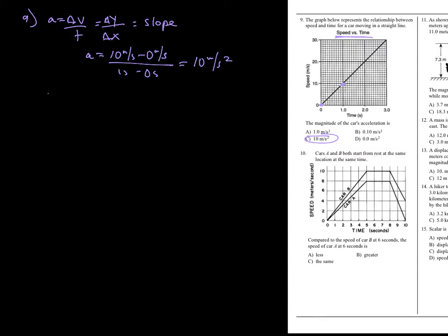Now number 10. You have a speed versus time graph, so we're talking about the car's speed over time. Here, speed of car B at 6 seconds. So 6 seconds is over here. Car B is up here. That's 10. And car A is over here at 8 meters per second. So car A is less than car B. Choice A.